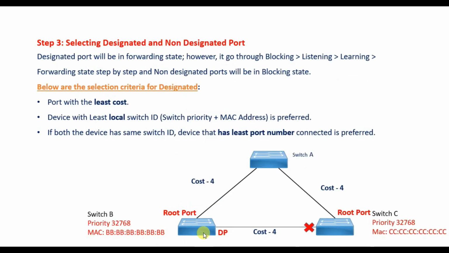Okay, so these are the main three steps. This is how STP works in three steps. Step one is selection of the root bridge, step two is selection of the root port, and step three is designated and non-designated port selection. Once the designated port is selected, then obviously the other is a non-designated port, and this port is blocked.